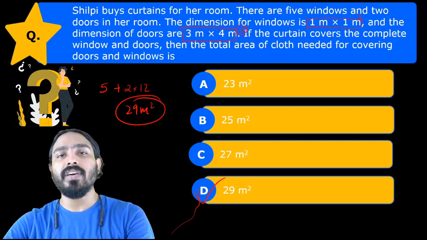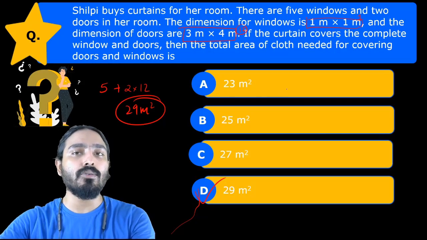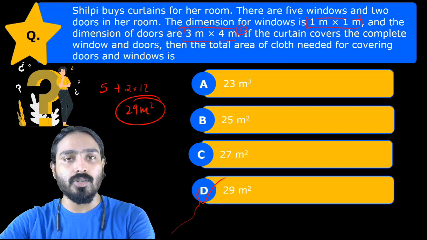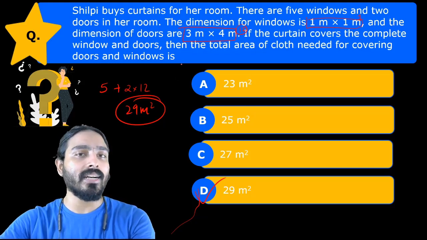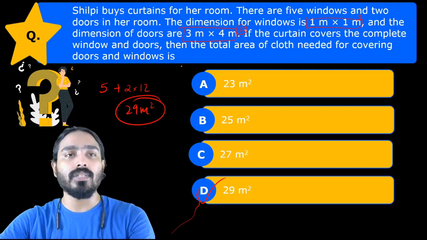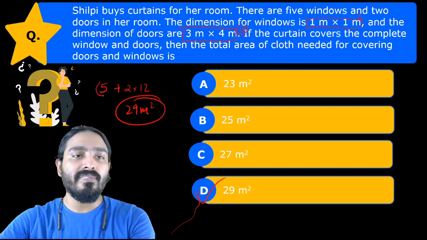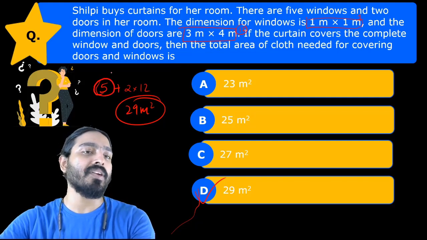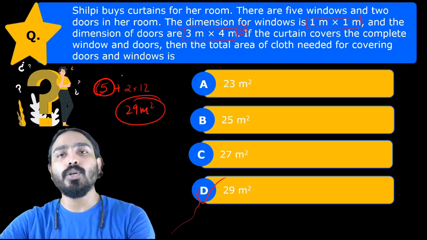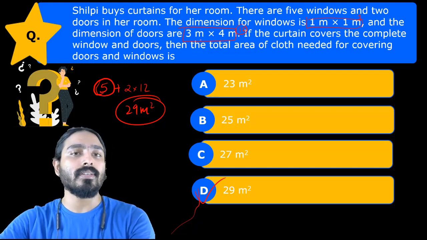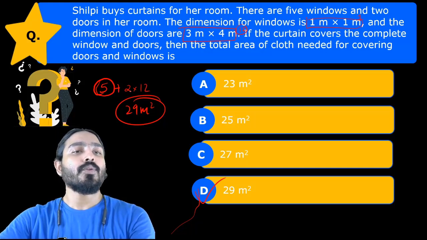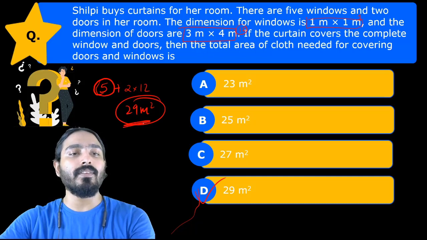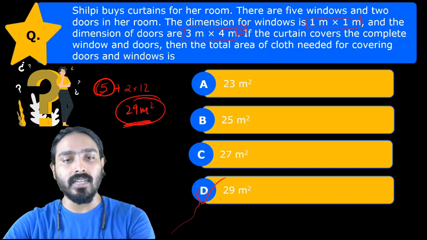Now in this question, this is a very easy question. You have to find out the dimension of the windows as given. The dimension of the door is also given. Now we have to find out the curtain covers, the total area of these. So how many curtain covers will be required? That is the question. So there are 5 windows. Windows are of 1 into 1, so the total area will be 5 into 1 into 1, that is 5. There are 2 doors. The dimension of a door is 4 into 3, so that is 12 meters square. So 2 into 12 will be 24, plus 5, the total area will be 29. So D is the right answer.